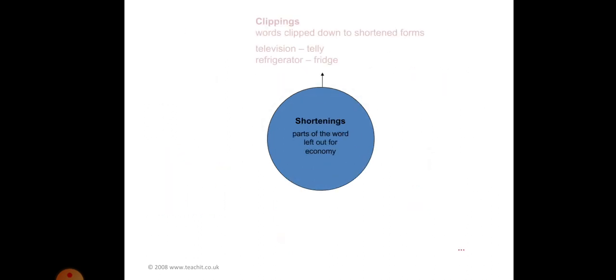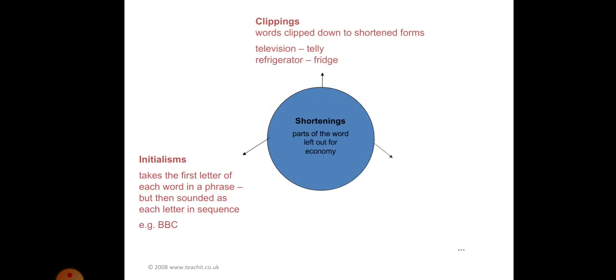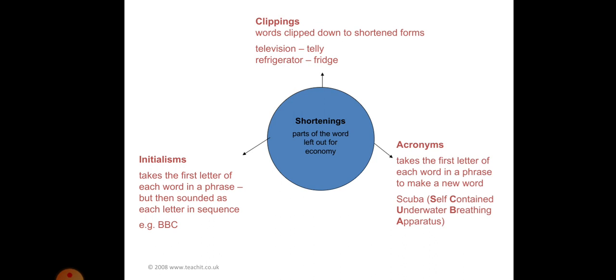Another way that things are changed is through the use of shortenings. Now, shortenings have 3 categories. We have clippings, so words like television becoming telly and refrigerator becoming fridge for ease of use. Initialisms and acronyms sometimes look very similar, but they have a slight subtle difference, so it's worth getting your head around it. Initialisms take the first letter of each word in a phrase, but they're sounded out as each letter in a sequence, so BBC.